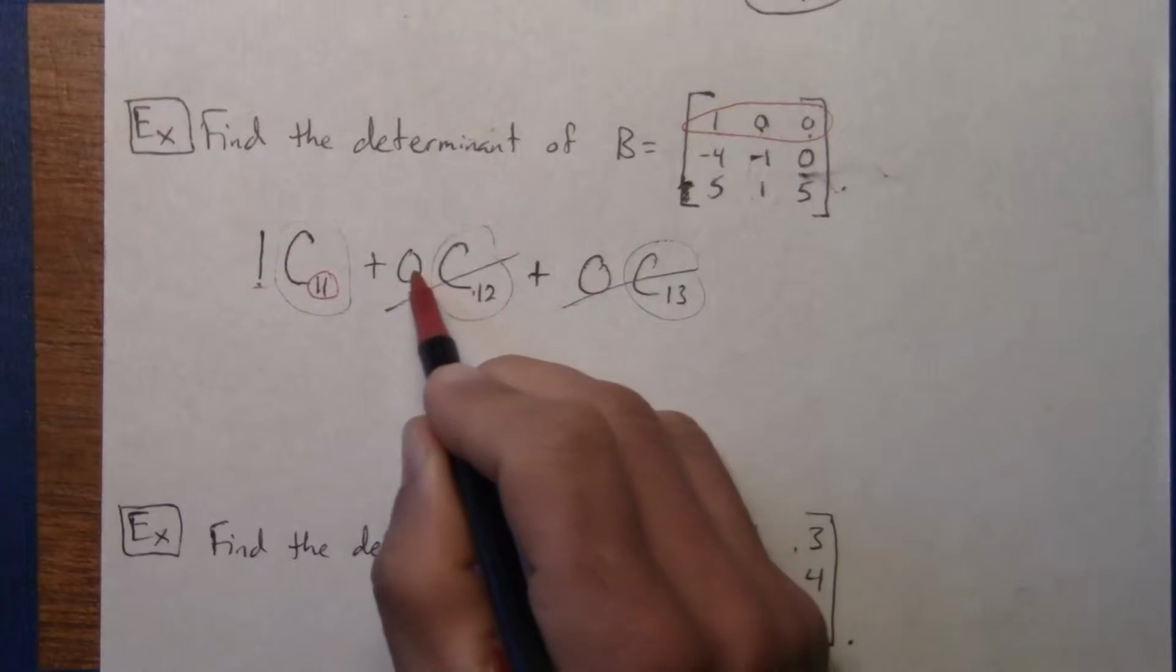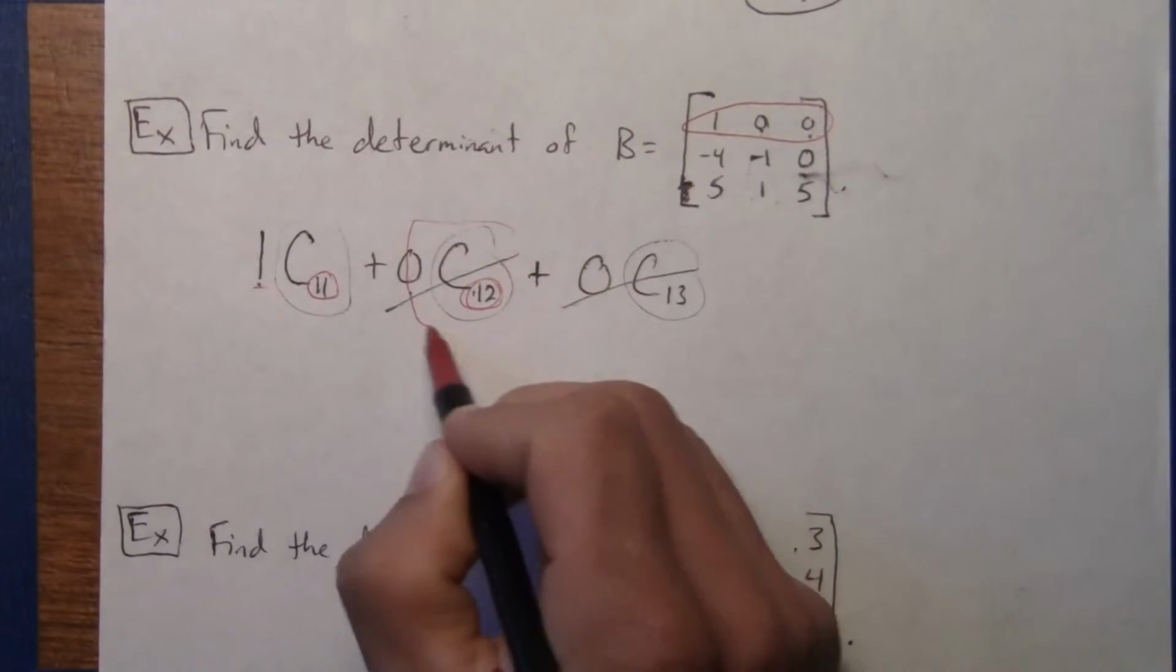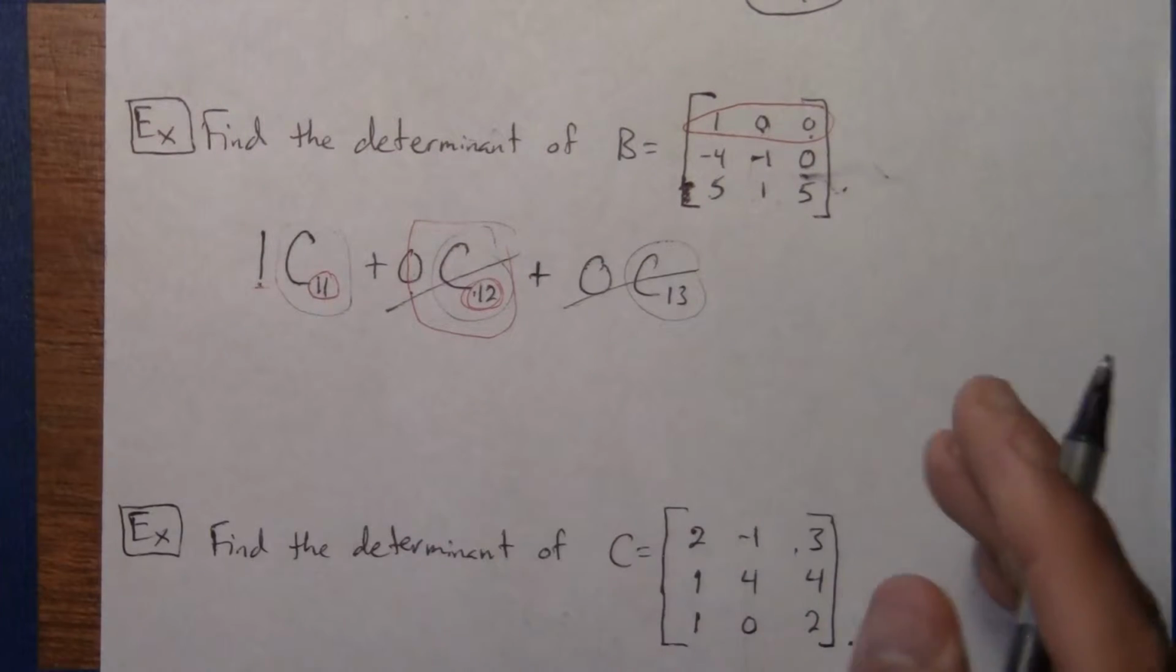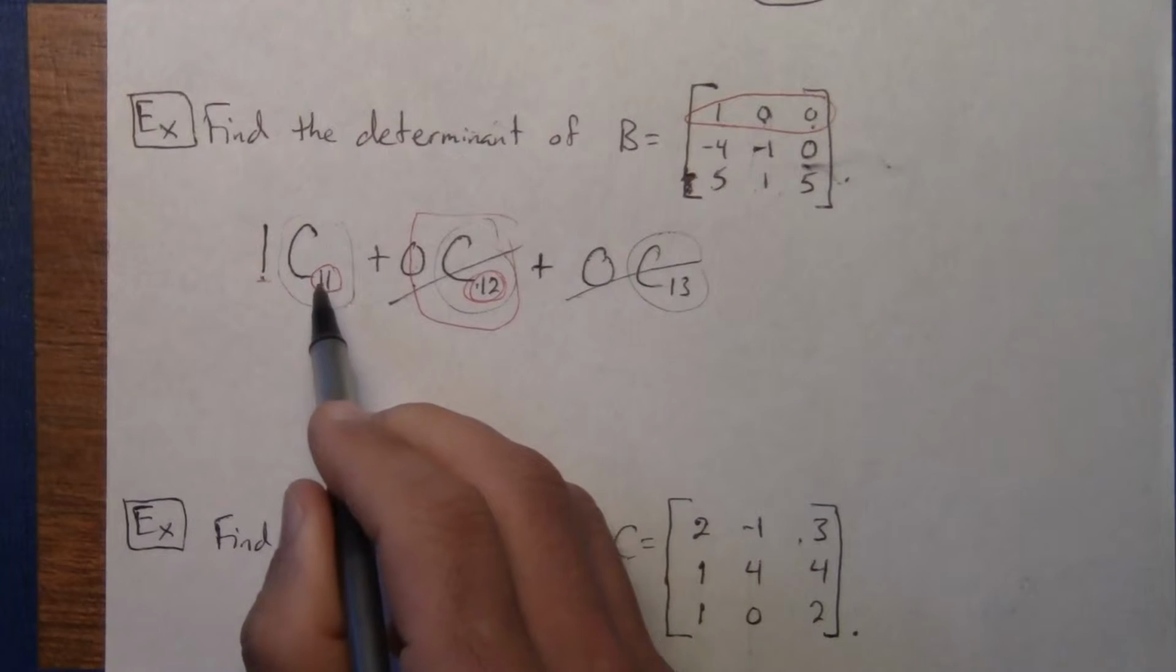So for example, if I had to actually find this one, this sign would end up switching. And you'll see one like that eventually here. Alright, so cofactor, remember how to find it.